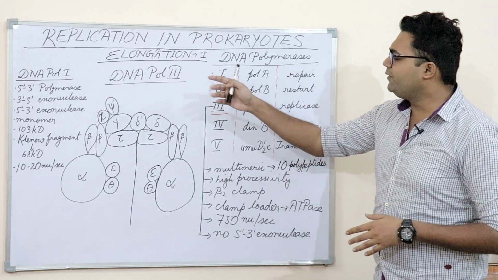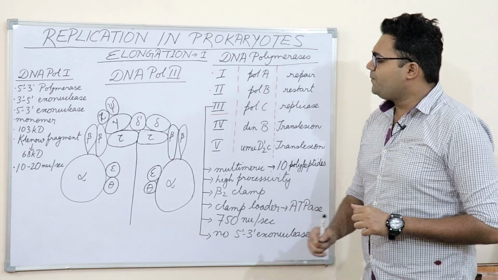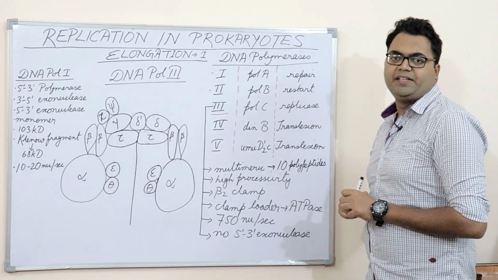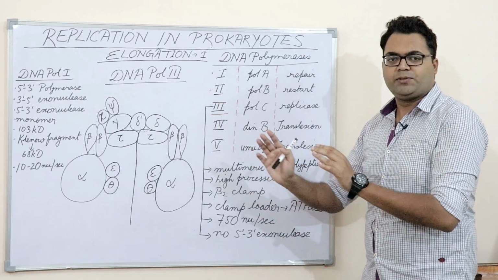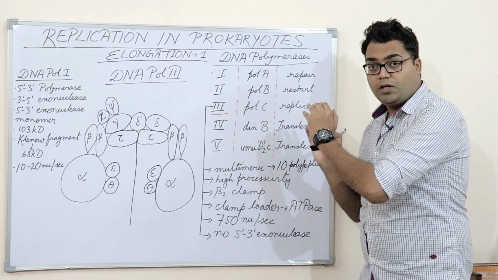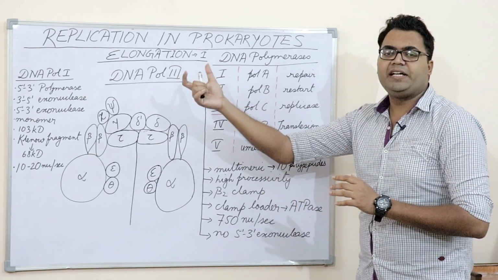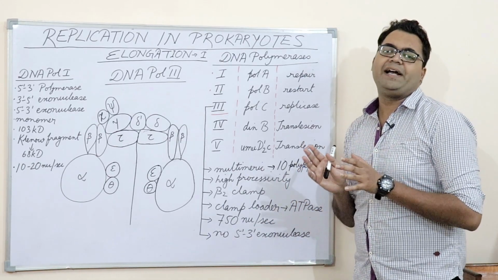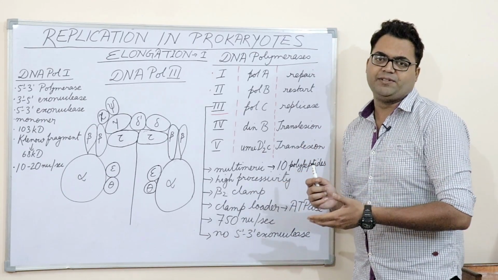Now, starting with DNA Pol1. DNA Pol1 is a monomeric enzyme. Number 1, it has the 5 to 3 prime polymerase activity. You must be prudent to know that there is no polymerase which can polymerize from the 3 prime to 5 prime direction. All the polymerases have the 5 to 3 prime polymerase activity. Now DNA polymerase 1 has one special activity known as the 5 to 3 prime exonuclease activity. The exonuclease is also known as proofreading activity.